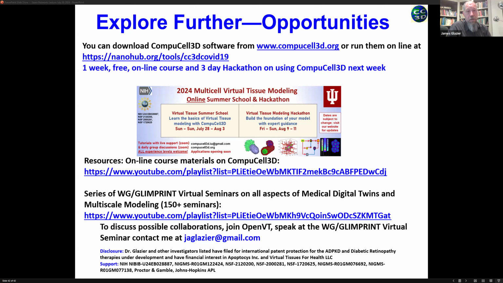We're thinking about teaching a course in the fall using a Boolean network modeling software called Cell Collective, specifically focusing on modeling immune cell development and response. So if there are specific topics that you're interested in seeing in some kind of integrated course like that, let us know.